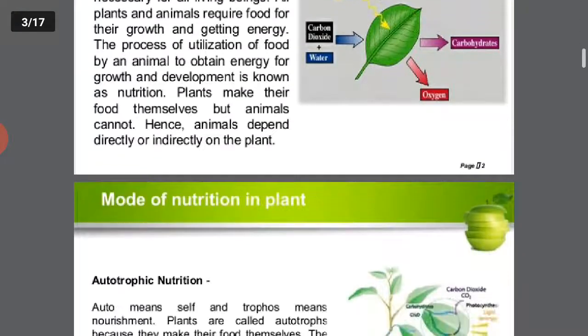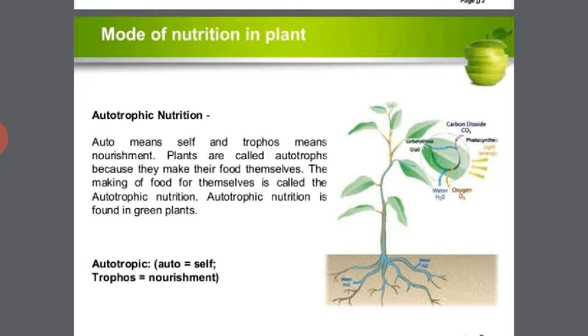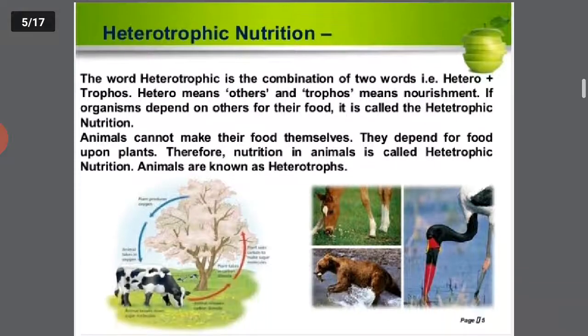Let's move. Mode of nutrition in plants. Autotrophic mode of nutrition. Auto means self and troph means nourishment. Plants are called autotrophs because they make their food themselves. The making of the food for themselves is called autotrophic nutrition. Autotrophic nutrition is found in green plants only. Okay, got it? Let's move further.